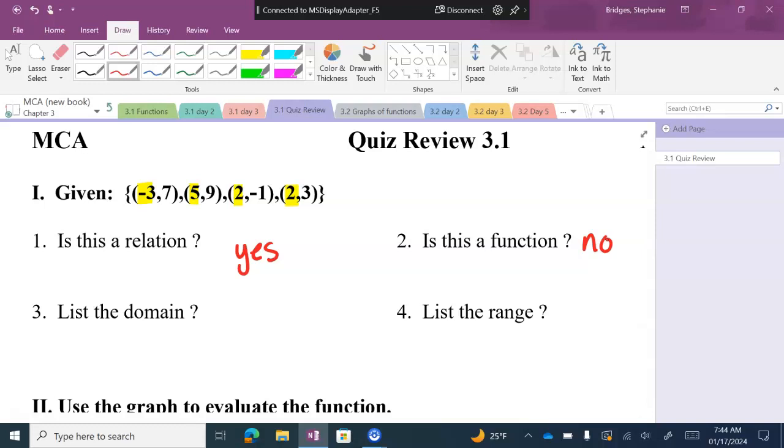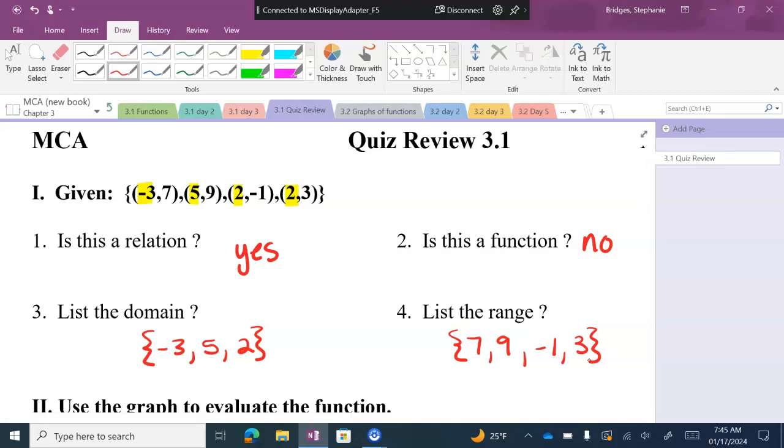And then when I ask you to list the domain, which values are those? X, okay? So we're just going to list them. And again, remember, if it repeats, you can list it twice, but you don't have to. So what are my x values? -3, 5, and 2. You could put 2 twice if you want to, but you do not have to. And then what about the range? Which values would those be? Y. So that would be 7, 9, -1, and 3. When you make those lists for your domain and range, they do not have to be in a specific order. As long as you have all of the values listed, that's all that matters.